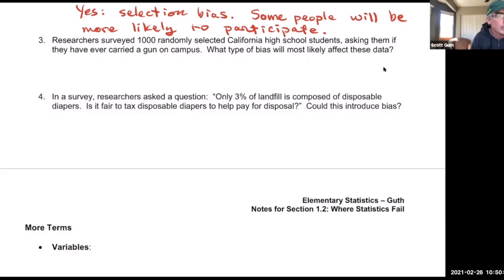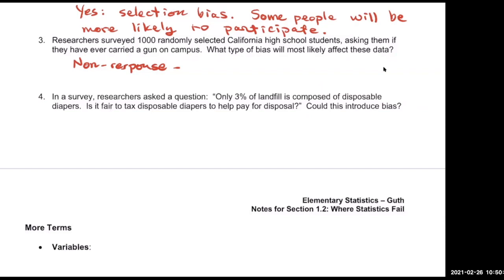No, non-response bias. Yeah, this one you're going to say non-response. Now it doesn't say that either, but it says most likely. I would think students that have carried a gun will probably not say they have. Wouldn't response bias also fit there, since you're personally asking them to their face and they might lie and say yes or no just because you're in person and it's not anonymous?